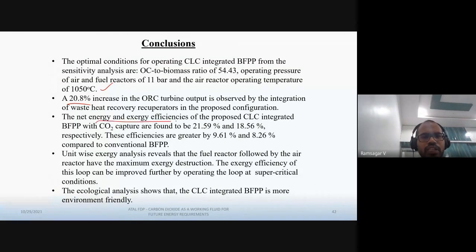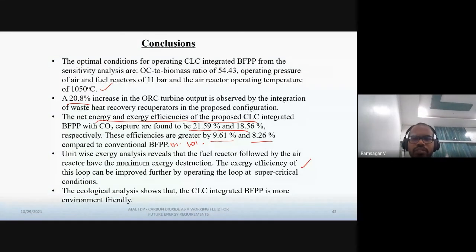So the energy and the exergy efficiencies of the CLC integrated biomass power plant are found to be 21.5% and 18.56%, and these efficiencies are greater by 9.61% and 8.26% as compared to the conventional BFPP. That means the conventional BFPP has about 11% and 10% energy and exergy efficiencies.